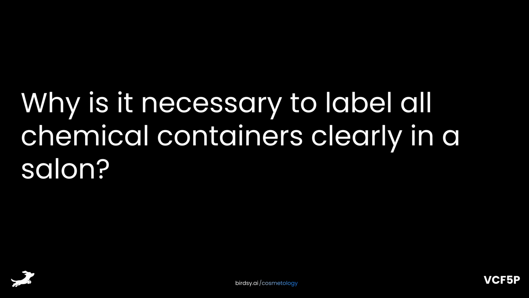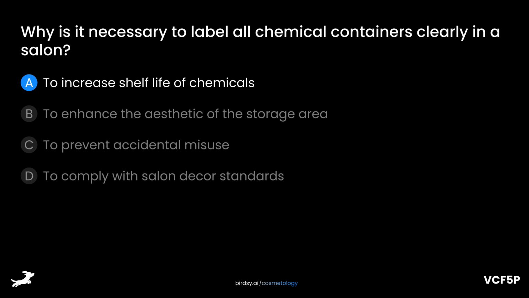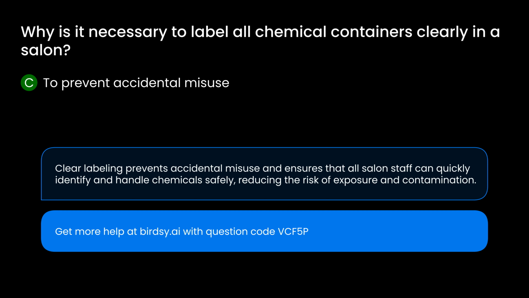Why is it necessary to label all chemical containers clearly in a salon? Is it A, to increase shelf life of chemicals, B, to enhance the aesthetic of the storage area, C, to prevent accidental misuse, or D, to comply with salon decor standards? The answer is C, to prevent accidental misuse. Clear labeling prevents accidental misuse and ensures that all salon staff can quickly identify and handle chemicals safely, reducing the risk of exposure and contamination.